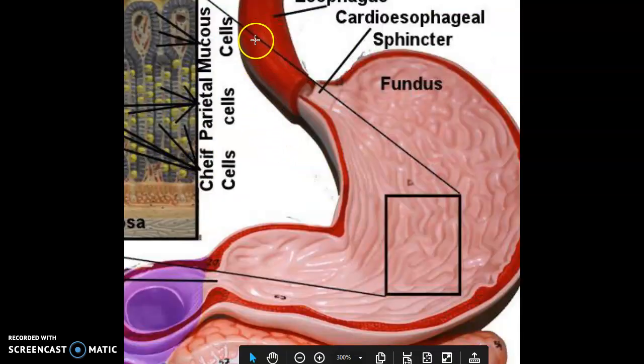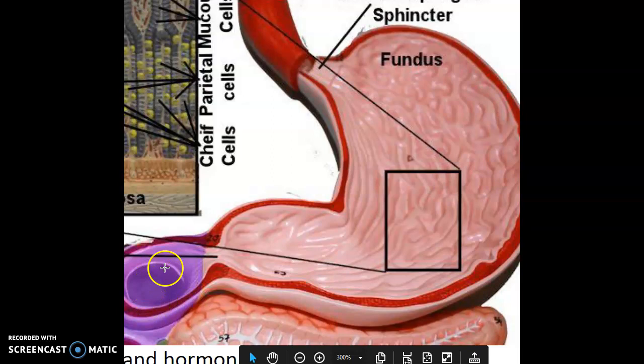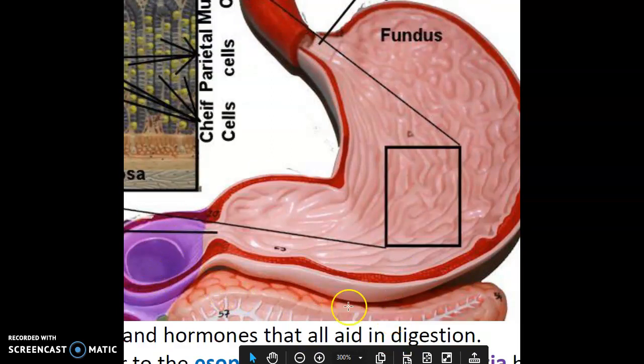Now, if you remove the other organs, we're going to have the esophagus coming in here and it's going to enter into the cardioesophageal sphincter, and then food exits into the duodenum, which is part of the small intestine right here, through the pyloric sphincter. And it's sort of sitting on top of, it's more anterior also to the pancreas, which is in another video.